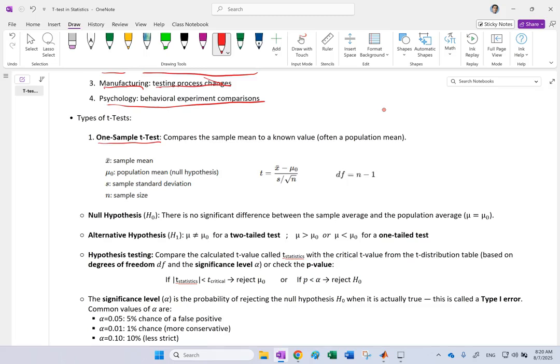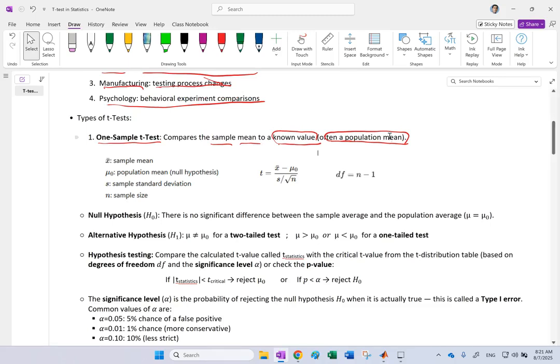So here you only have one group. You might say, oh, if you have one group, where's the other group? So here you compare the average of that group or sample to a known value. What is that known value? That is the average of the population. So this is a special case. This is where you know the average of the population, okay? And you want to compare the average of the sample to it. So that's a very special case.